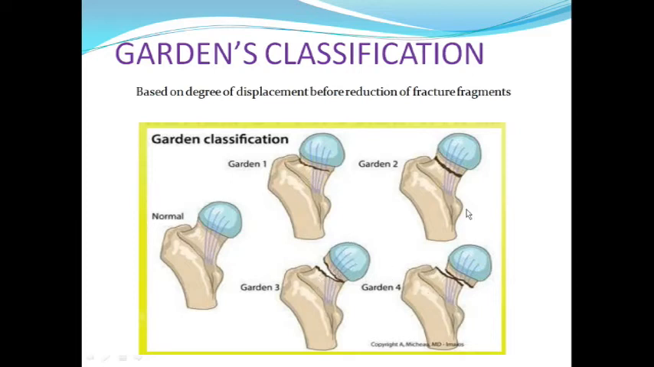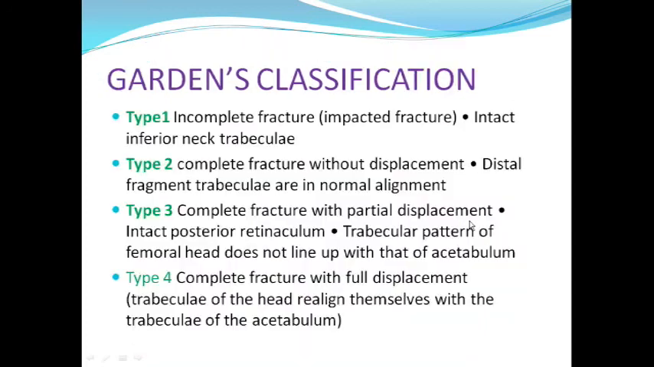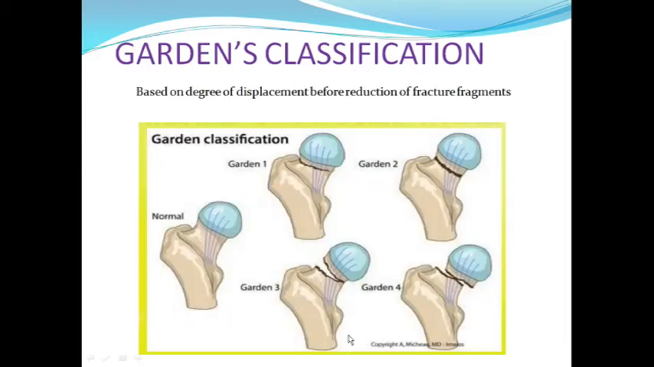And in type 4 what happens? There are trabeculae of the acetabulum here. So in type 4 the trabeculae of the head realign themselves with the acetabulum. Imagine here there is the acetabulum, so here there will be trabeculae of the acetabulum. The trabeculae of head and acetabulum get aligned, but this other trabeculae lies in another direction. So these are the 4 types of Gardner's classification, based on the displacement and the alignment of trabeculae.